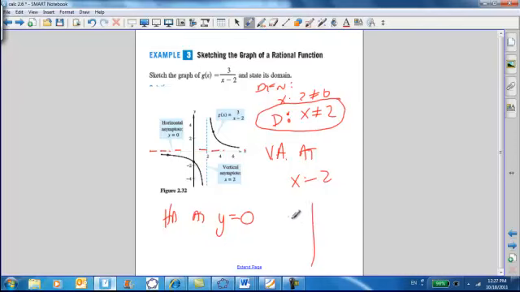And you can also get some more points. If you set x equal to 0, you get negative 3/2. That gives us the point right there. And then you can sketch through based on those points. It's going to switch infinities here because it's a single root in the vertical asymptote.